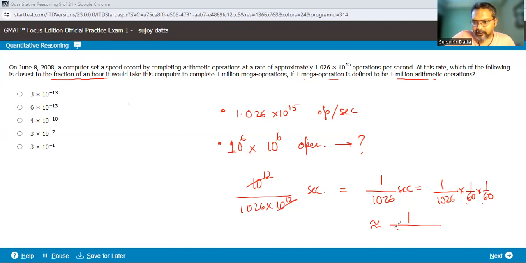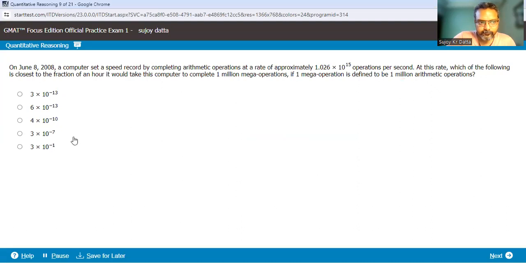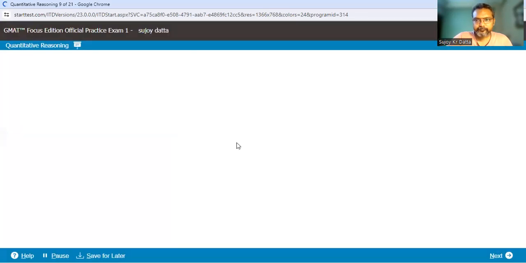So 1026 is like 1000 and 6 6 are 36 with 100. So the value would come to, we have 1, 2, 3, 4, 5, 10 to the power minus 5 and 1 by 36. 1 by 36 is very close to, if I write it as 100 over 36, around 3. Okay. And if I put in 100 here, then I have to adjust by doing minus 7. So it's roughly 3 times 10 to the power minus 7 number of hours. So that is the fourth option. Let's go to the next one.